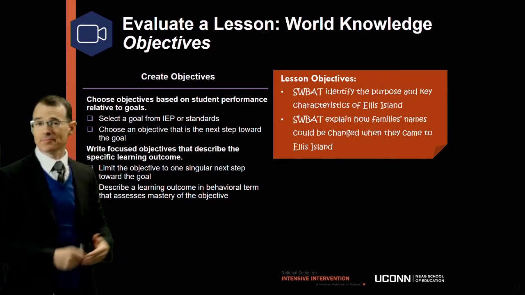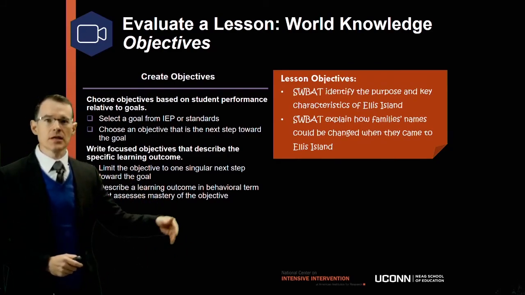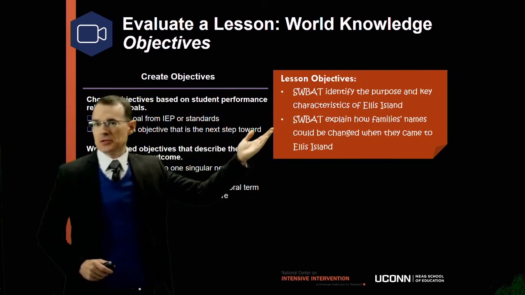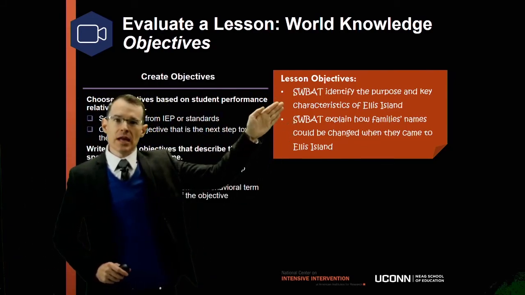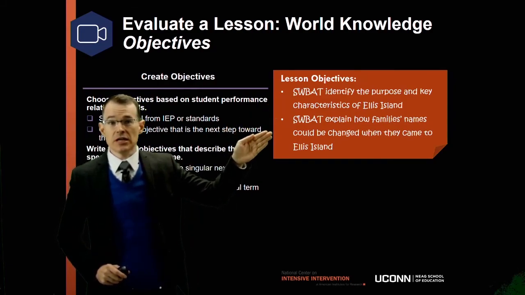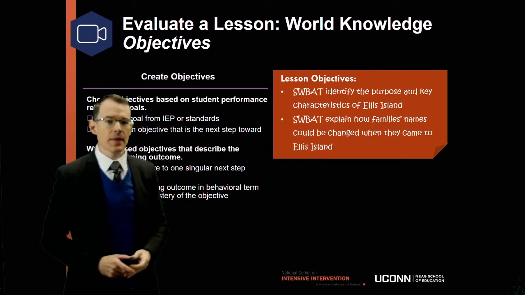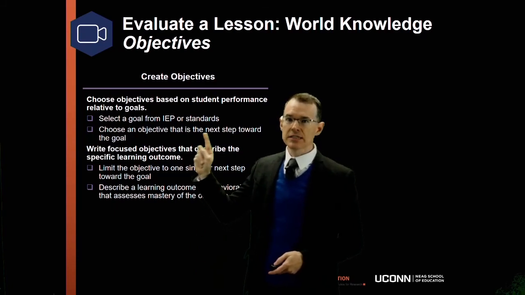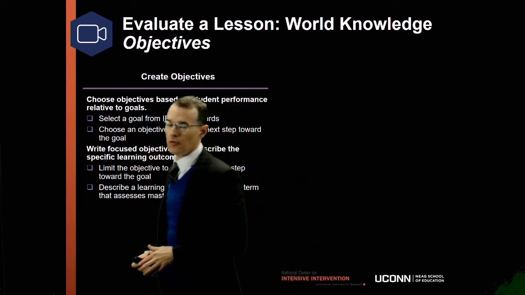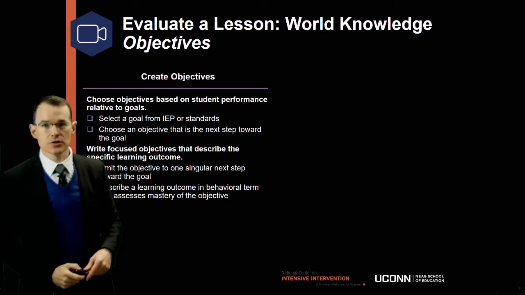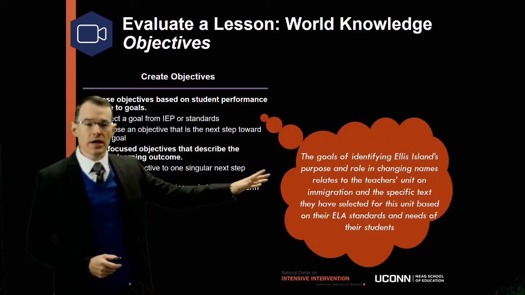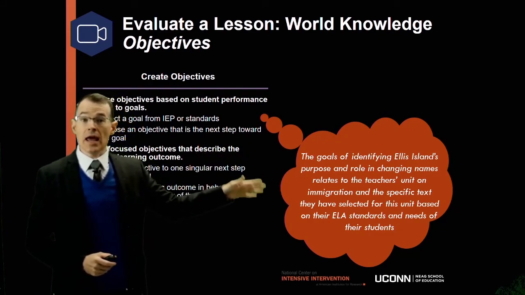Now I'm going to go on this side. So let's talk about this. So here are the objectives that I came up with based on the video and based on my original plan for this. So my objectives were to identify the purpose and key characteristics of Ellis Island and to explain how families' names could be changed when they came to Ellis Island. So let's evaluate that in terms of my checklist here. So first, I need to decide whether or not I selected a goal from IEP standards. So if we think about this, thinking back to what I did, I know that this is related to the teacher's unit on immigration.